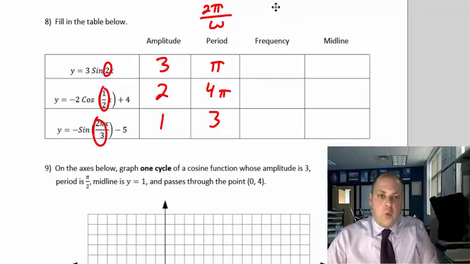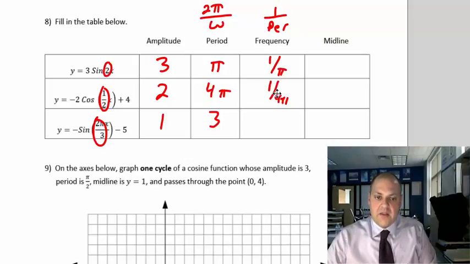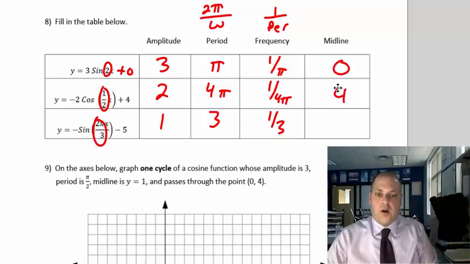Frequency is 1 over the period, so 1 over pi, 1 over 4 pi, 1 over 3. And the midline is just the last number there. It says nothing there, so it's a 0. There's a plus 0 there. And this is 4, and then this is negative 5. All right, we should know those by now.